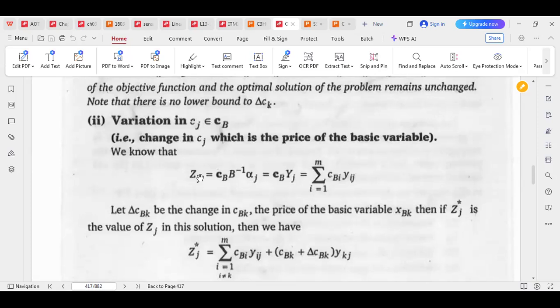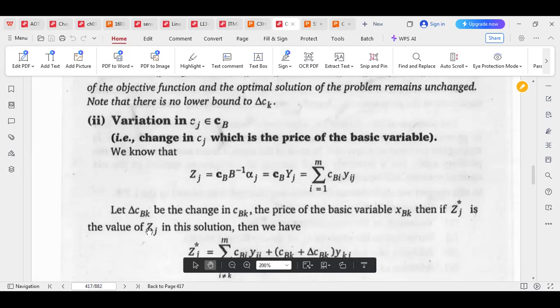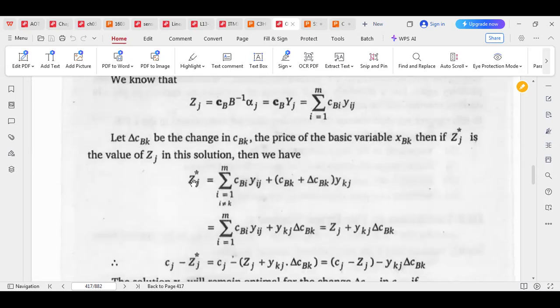Now you must know that zj equals cb b inverse alpha j equals cb yj, and it can be written as the summation i equals 1 to m cbi yij, where delta cbk be the change in the cbk. Cbk is a cost vector in the kth row. So the price of the basic variable xbk, then z star j is the value of zj in the solution. So in this case we get z star j equals summation i equals 1 to m, where i is not equal to k, cbi yij plus another term cbk plus delta cbk ykj. So this is the actual z star, the optimal solution of the new problem after change.